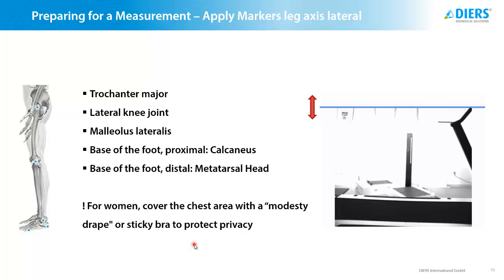Another remark that I discussed with one of our users a couple of weeks ago. If you're doing running measurements, so if you're working at higher speeds, don't go for the modesty drape, but go for a sticky bra. Because if you don't support the breasts during higher movements, they definitely will influence your motion pattern.